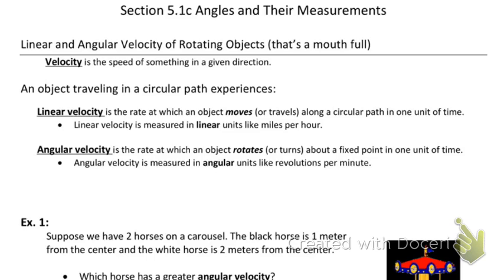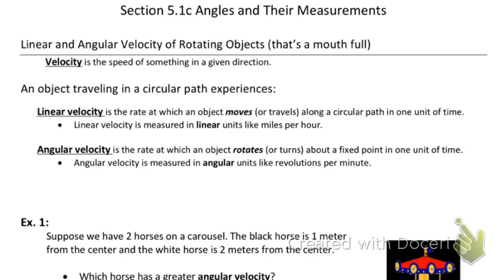Alright, so we're going to talk about linear and angular velocity of rotating objects. Velocity. Let's start with velocity. Velocity is the speed of something in a given direction. So when I'm talking about velocity, I'm talking about a speed of something in a given direction. Well, when an object is actually traveling around a circular path, they actually have two different types of velocities. The first one is a linear velocity, and that is the rate at which the object moves or travels along a circular path in 1 unit of time.